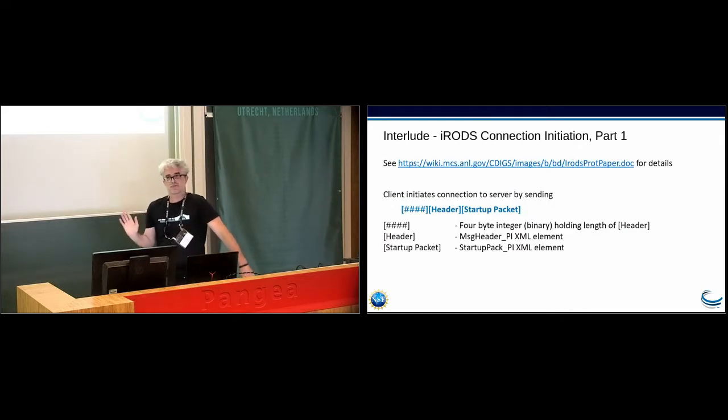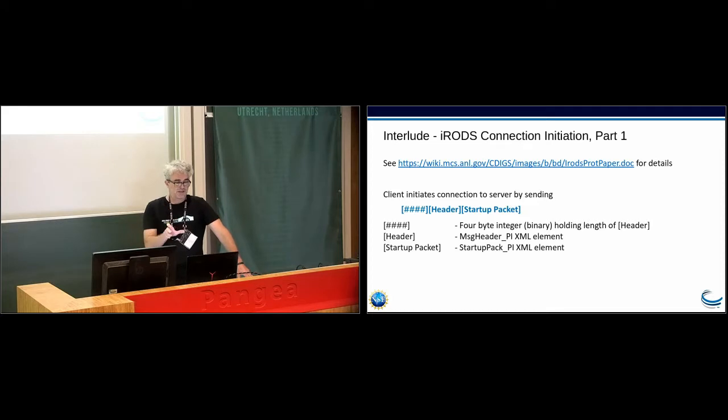So let's interrupt the example and talk about what the iRODS connection string looks like. It's basically three parts. The first 4 bytes are, as a binary, well, it's a number. It tells you the size of the next part, which is the message header. And the message header is an XML element; in the documentation, it's a MsgHeader_PI, iRODS instruction.